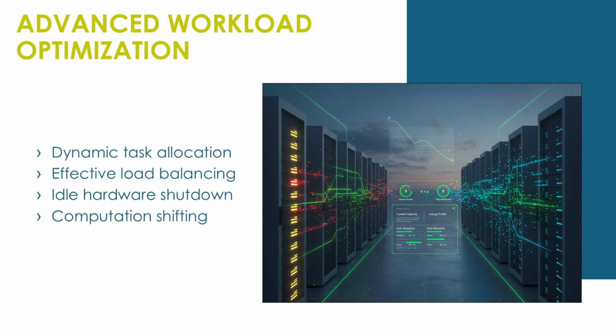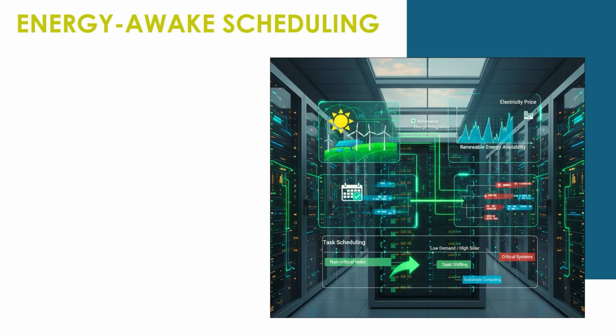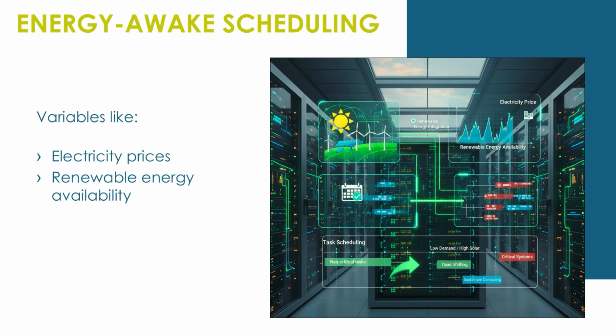By dynamically allocating tasks based on current capacity or energy profiles, operators can balance loads more efficiently, shut down idle hardware, and shift computation to more efficient servers. Energy-aware scheduling takes this further by factoring in external variables like electricity prices or renewable energy availability. For example, non-critical tasks might be scheduled during periods of low grid demand or when solar generation is high.